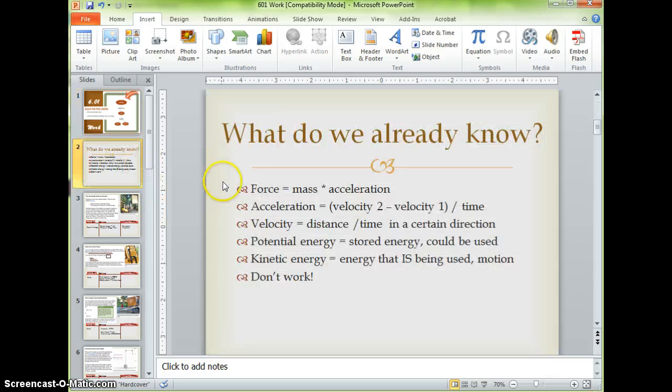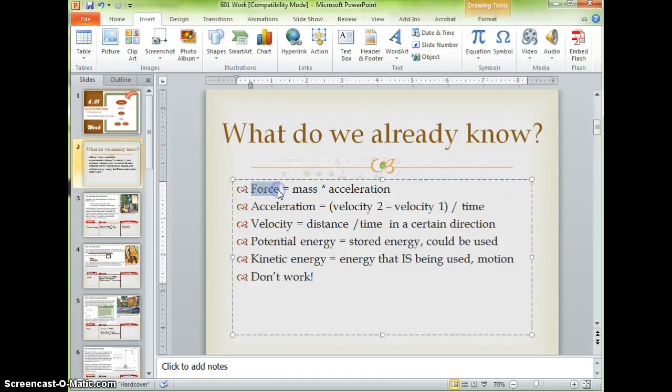So let's look at things we already know. We know about force. We know force is mass times acceleration. We know about acceleration. We know acceleration is velocity 2 minus velocity 1 divided by time. We know about velocity. We know velocity is distance divided by time in a certain direction. We know about potential energy, stored energy or energy that can be used. We know about kinetic energy, energy that is being used, energy in motion. But we don't know about work yet.